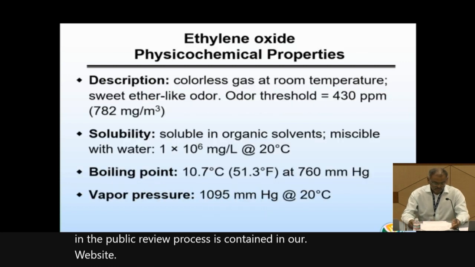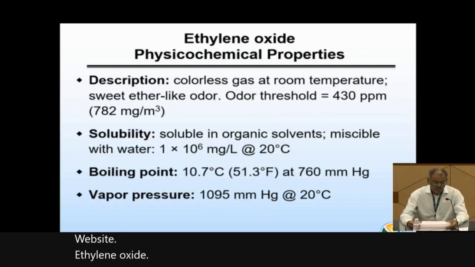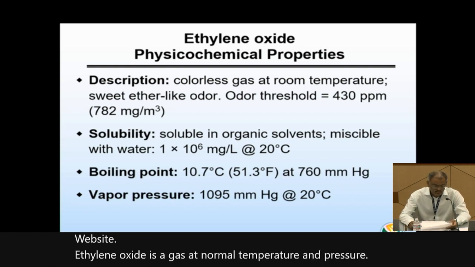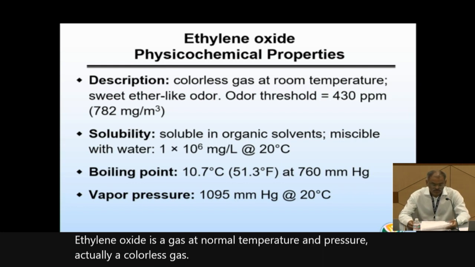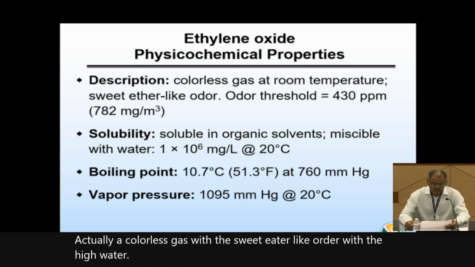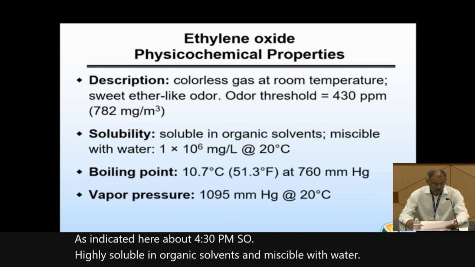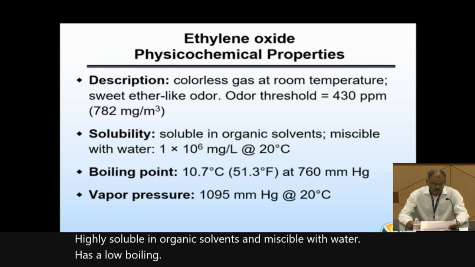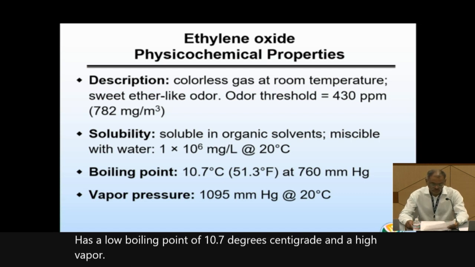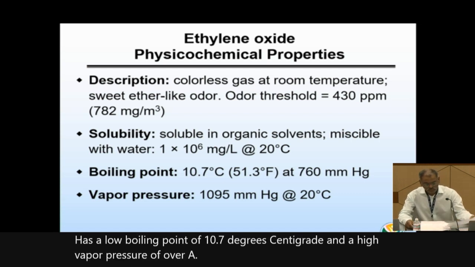So, ethylene oxide is a colorless gas at normal temperature and pressure, with a sweet ether-like odor and a high odor threshold, as indicated here, of about 430 ppm or so. It is highly soluble in organic solvents and miscible with water, has a low boiling point of 10.7 degrees centigrade, and a high vapor pressure of over 1,000 mm mercury at 20 degrees centigrade.